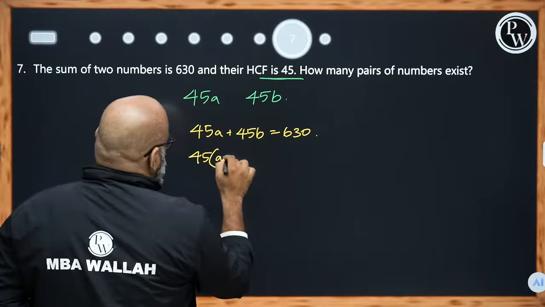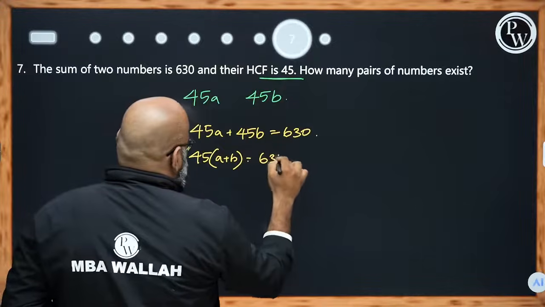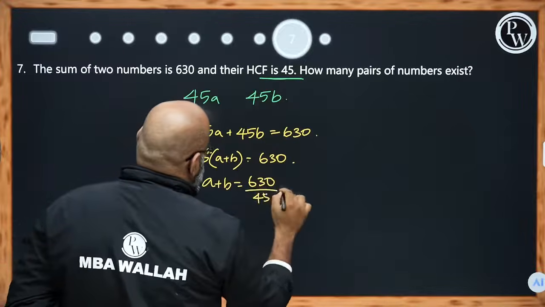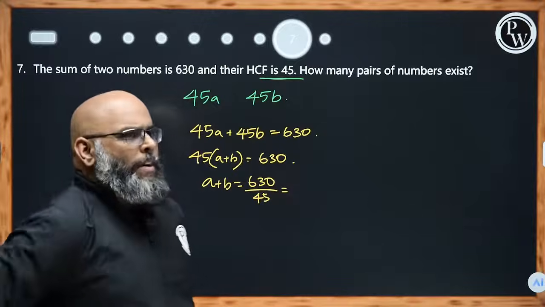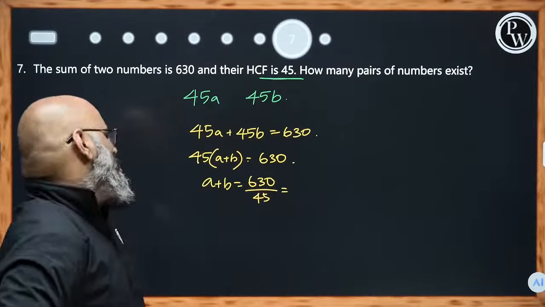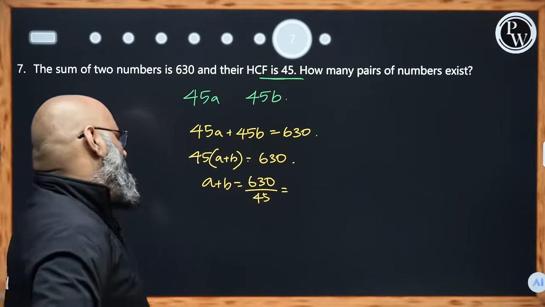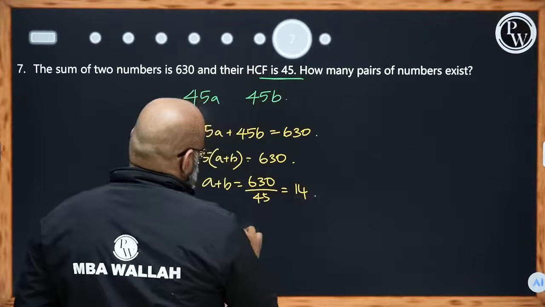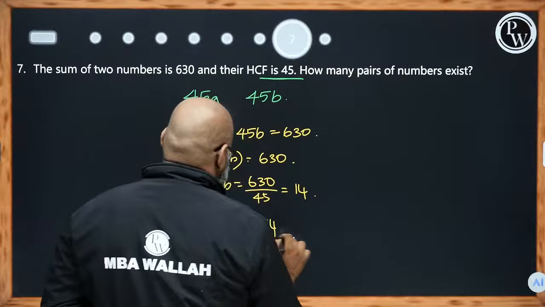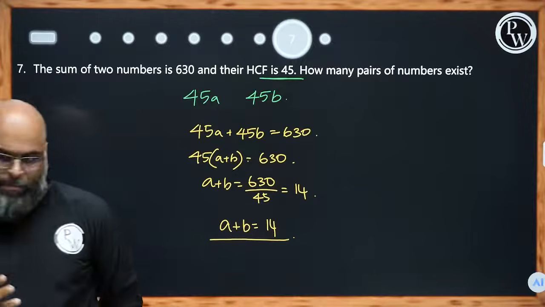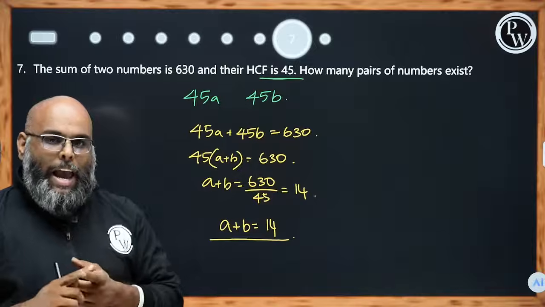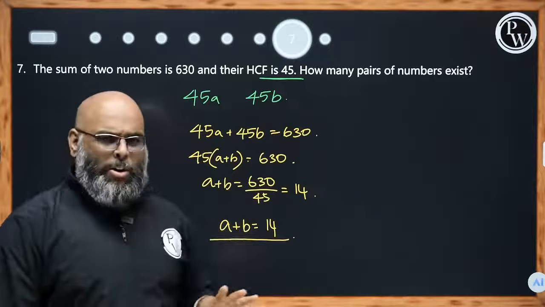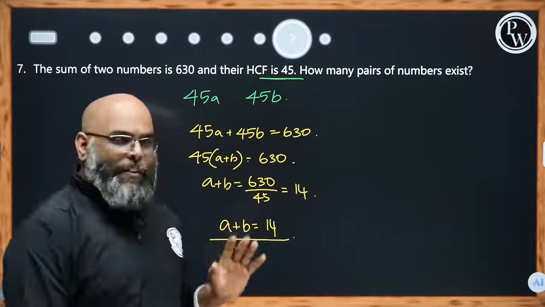45, I take it out common, A plus B is equal to 630 divided by 45. 45 into 2 is 90, 90 into 7 is 630, so 2 into 7, 14. A plus B is equal to 14. Which means I am looking at two numbers A and B, where A and B should be natural numbers, because if you put 0 here it won't work. So I know that A and B are natural numbers. Sum of A and B should be 14.